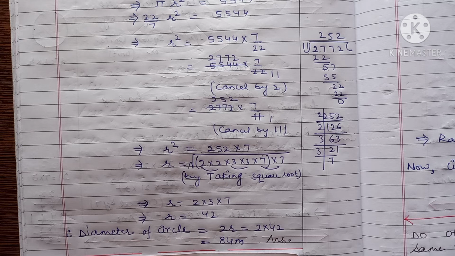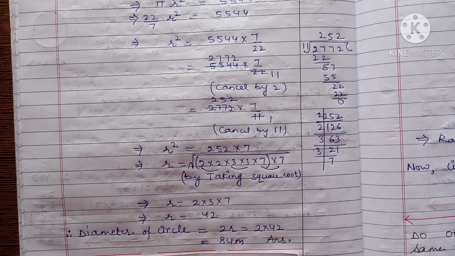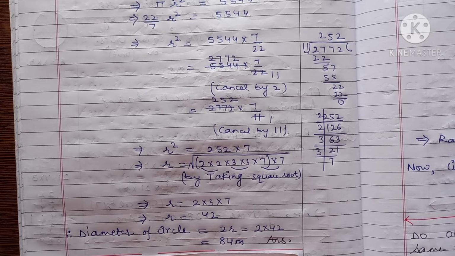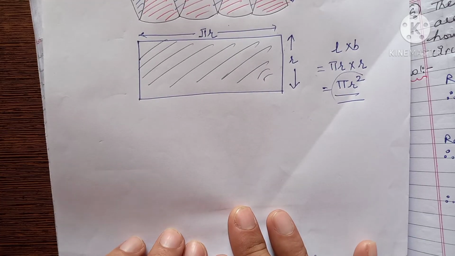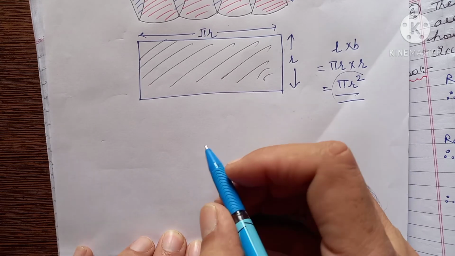Then using the formula of circumference equal to 2 pi r, and by equating it to the given circumference, we can calculate the radius, and then by applying the formula of area, pi r square, we can calculate the area. So in this way we can calculate from circumference to area, and from area to circumference, in either way.